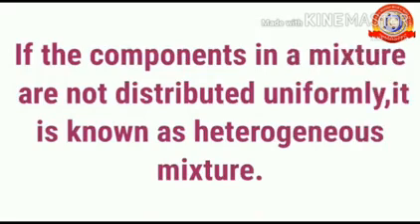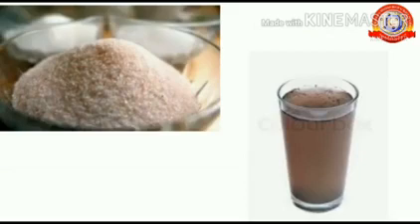Next is heterogeneous mixtures. If the components in a mixture are not distributed uniformly, it is known as a heterogeneous mixture. Examples are a mixture of salt and sand, muddy water, etc. Here, the components can be seen separately with the naked eye.